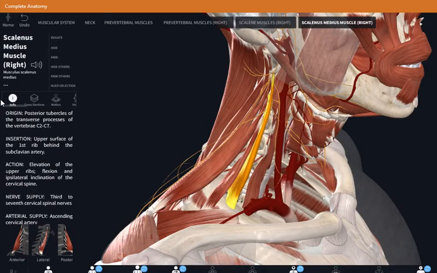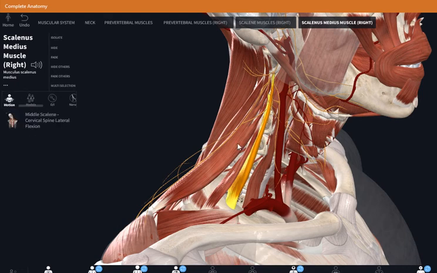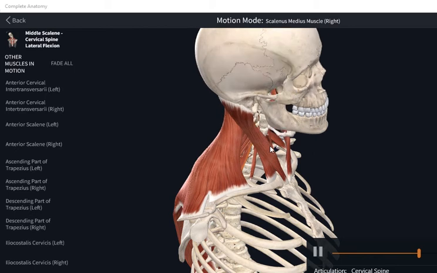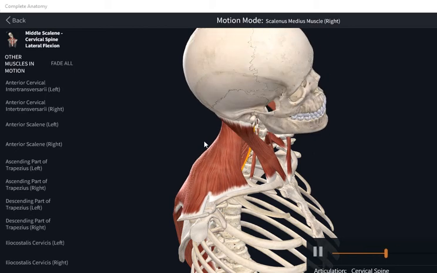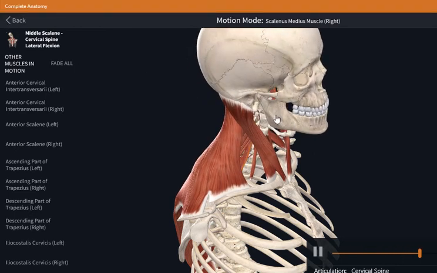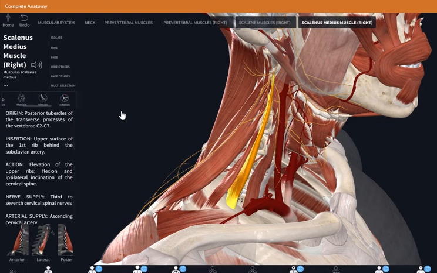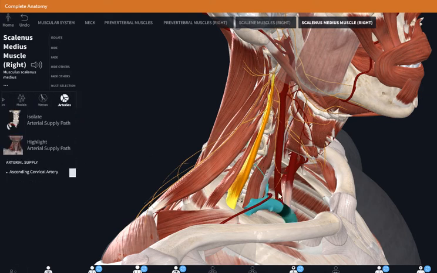After that, you can now visualize the motion of the scalenus muscle. The scalenus muscle motion is going to be in this direction. Now after having the different scalenus muscle actions, we can find the arterial supply to the scalenus. We see that it's the ascending cervical artery, and we've initially seen that the ascending cervical artery was coming from the costocervical trunk of the subclavian artery.